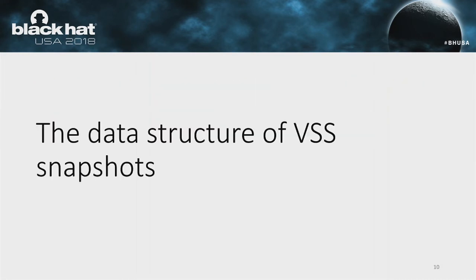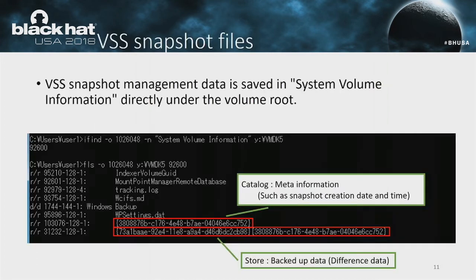Okay, next, we will explain data structures of VSS snapshots in this section. Let's take a look at VSS snapshot management files. A snapshot consists of two kinds of files. One is called the catalog, and another one is called the store. They are stored in the System Volume Information folder that is located directly under the volume root. The catalog manages metadata information of store files, and the store files store backup data.